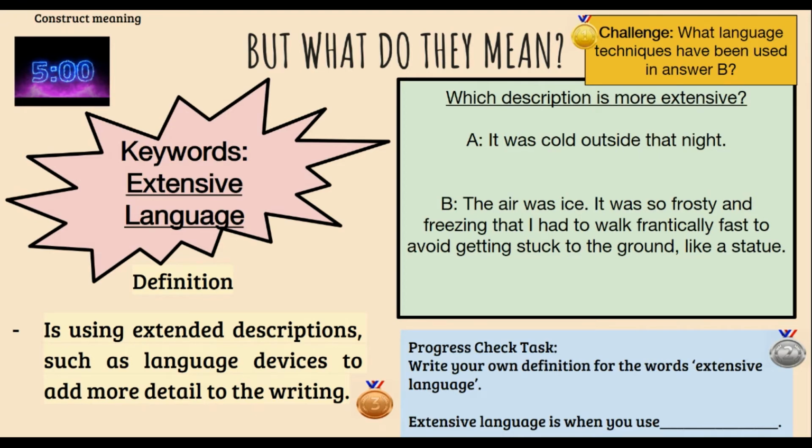A, it was cold outside that night. Or B, the air was ice. It was so frosty and freezing that I had to walk frantically fast to avoid getting stuck to the ground like a statue. Okay, so I want you to have a think now about what language techniques have been used in answer B. And to help you, I'll give you some of the devices that have been used. So see if you can pick out where they are.